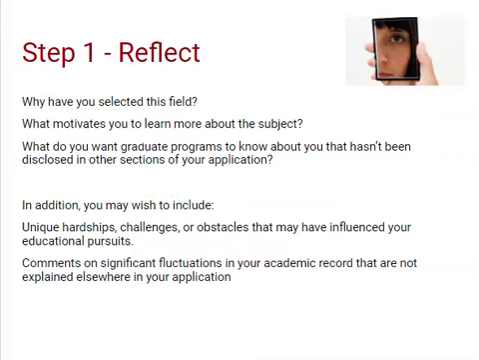The first step in writing your statement is to reflect and ask yourself some questions. Why have you selected to study this field? What motivates you to learn more about the subject? What do you want graduate programs to know about you that hasn't been disclosed in other sections of your application? In addition, you may wish to include any unique hardships, challenges, or obstacles that you've overcome that may have influenced your educational pursuits. Again, you may also be able to comment on significant fluctuations in your academic record that are not explained elsewhere in your application.